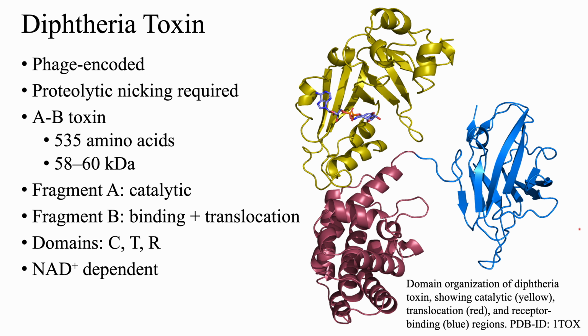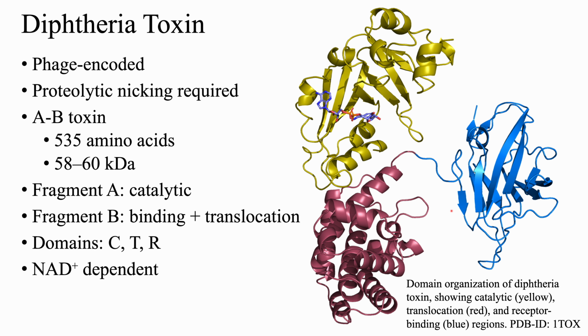The three major domains are the C, T, and R domains. The C domain is the catalytic domain and performs ADP ribosylation. The T domain responds to the acidic endosomal environment and helps move this catalytic fragment across the endosomal membrane. The R domain binds the host cell receptor, which I'll get into further in later slides.